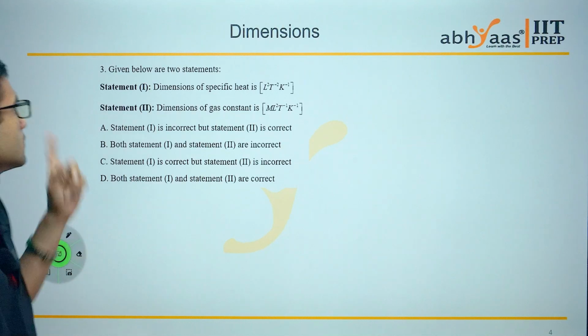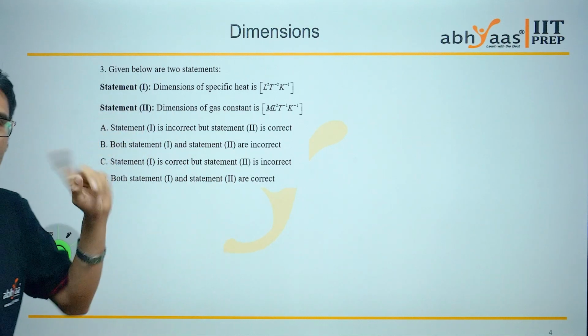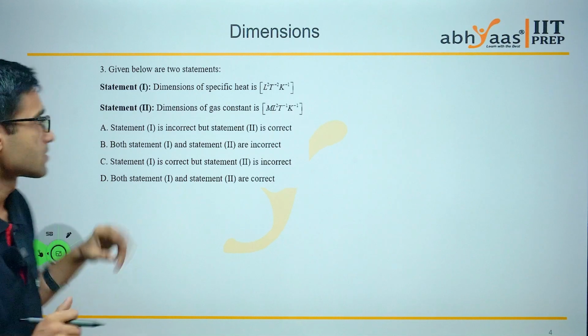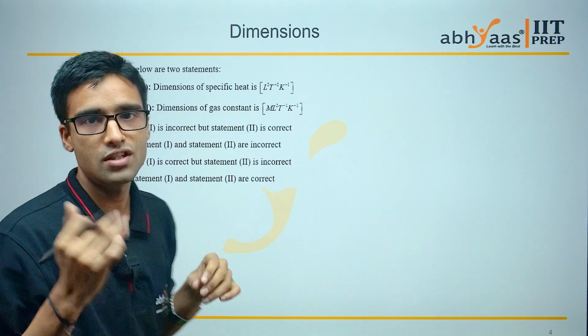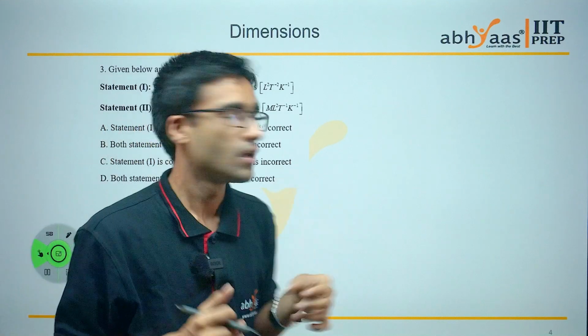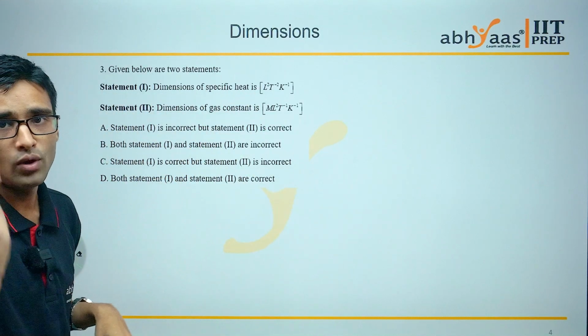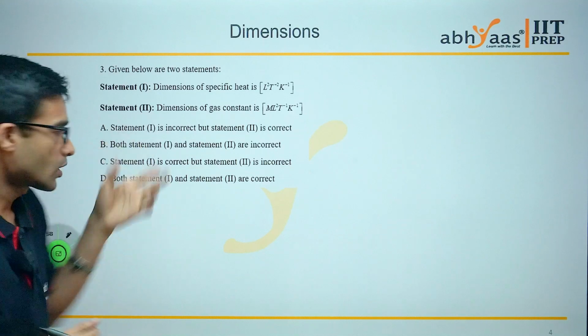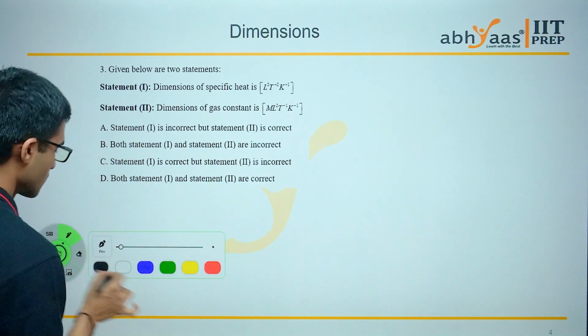Third one, same dimensional formula only. The first statements here are theoretical bits. They are asking in the form of statement 1, statement 2, that is assertion-reason type. You can clearly understand the dimension of specific heat when you remember the equation.